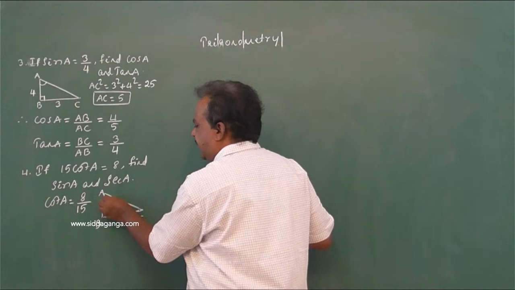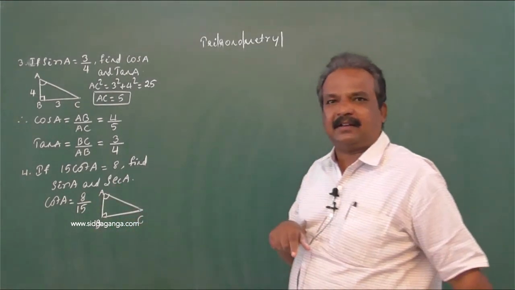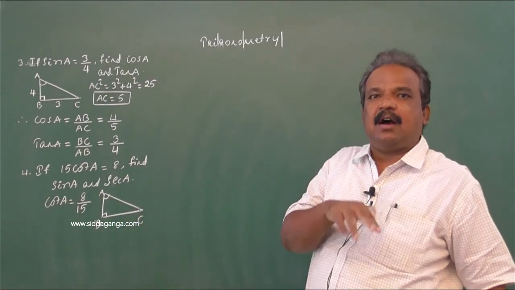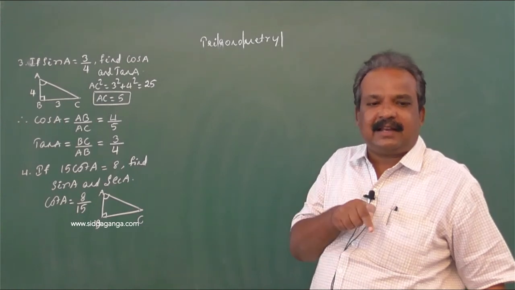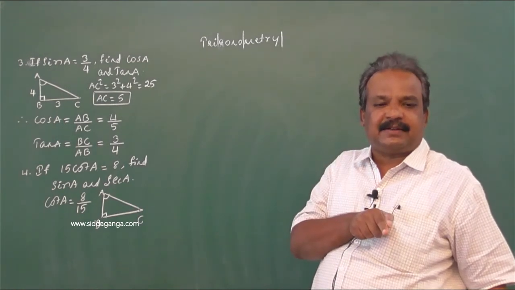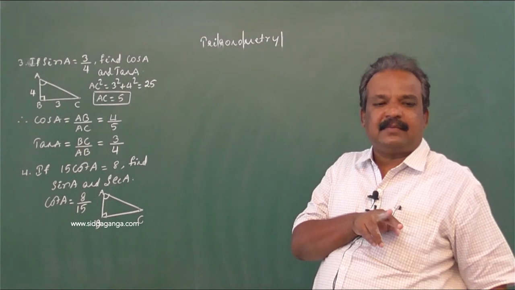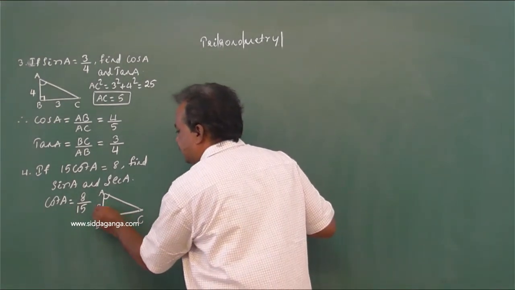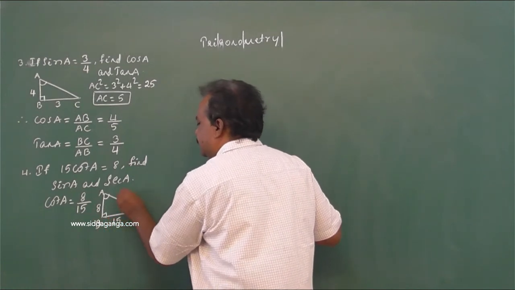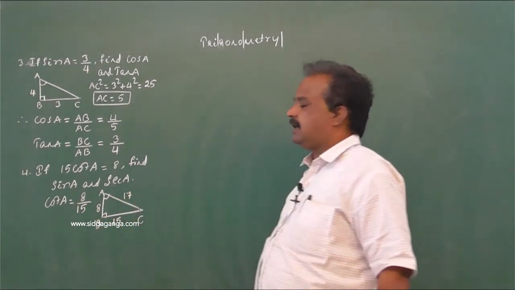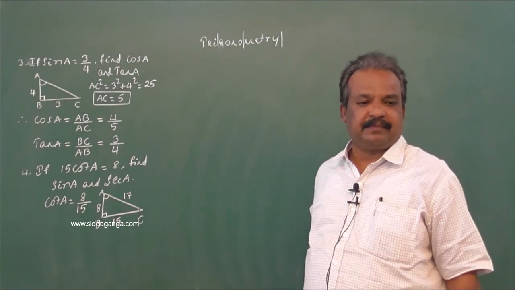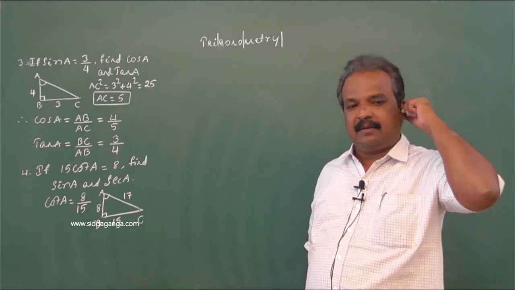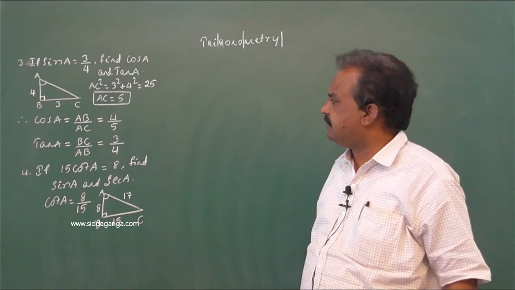Cot A means A is the reference angle. What is cot? Adjacent by opposite. What is tan? Opposite by adjacent. What is cot? Adjacent by opposite. So adjacent is 8, opposite is 15. So you can come to know that hypotenuse is 17. Siddheshwari, sin means opposite by hypotenuse. I changed it.